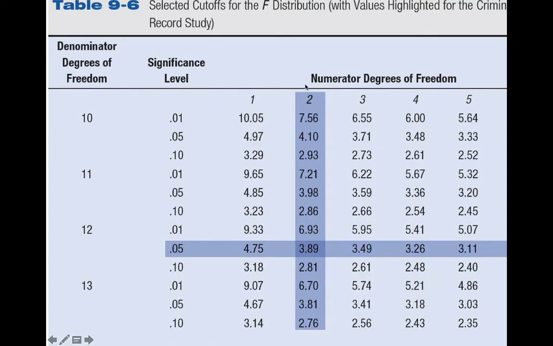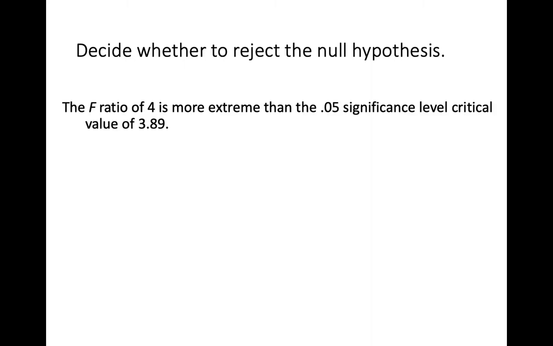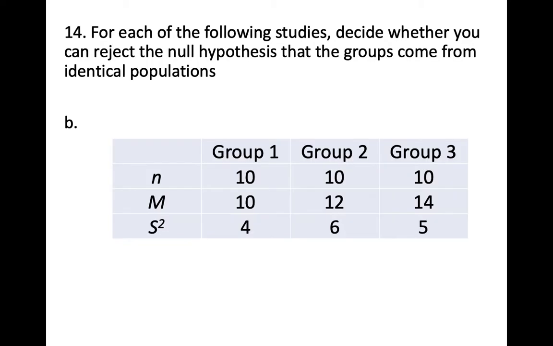That's how we find it in the table. So recall that the between groups degrees of freedom is in the numerator, within in the denominator. At 0.05, we've got a critical value of 3.89. So we determine whether to reject the null hypothesis, and because our F ratio of 4 is more extreme than our critical value, just by a little bit, we are going to reject the null hypothesis.